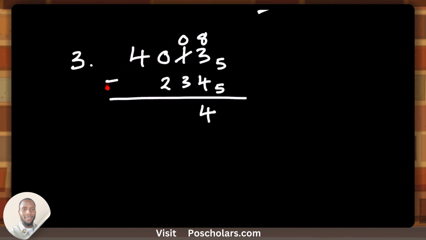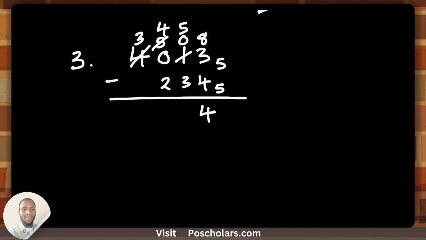0 minus 3 is impossible. You can't borrow from this 0, but you can borrow from 4. When you borrow 1 from 4, it reduces to 3. The one you borrowed from 4 takes the value of the base, which is 5. 5 plus 0 gives 5. Again, you borrow from 5. When you borrow 1 from 5, it reduces to 4. The one you borrowed from 5 takes the value of the base, which is 5, which is added to the 0 to give you 5.